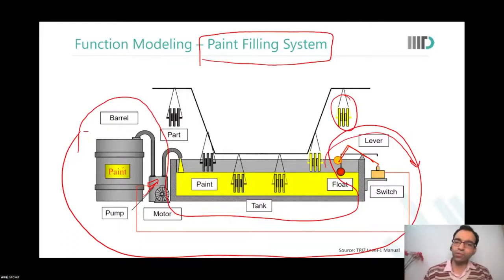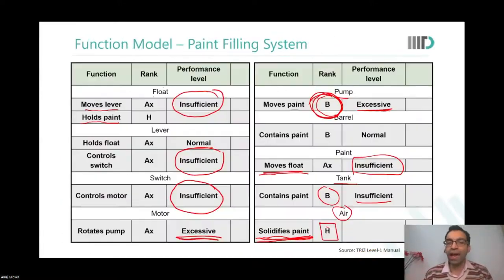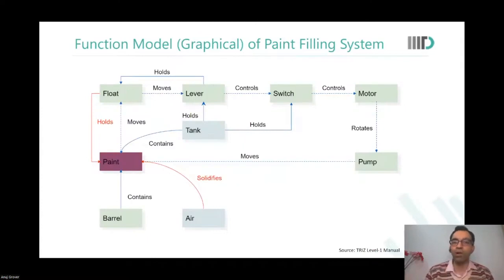So this kind of a confusion was happening. Now we do not want any further confusion like this. So we move out from this zone and we go into a function model, which is graphical in nature. And over here, you will notice all the insufficient functions we have represented with a dashed line. There is also an arrow that we have put here, which says that, for example, lever is the function carrier and switch is the function object for this controls.